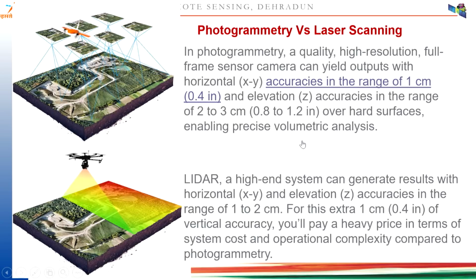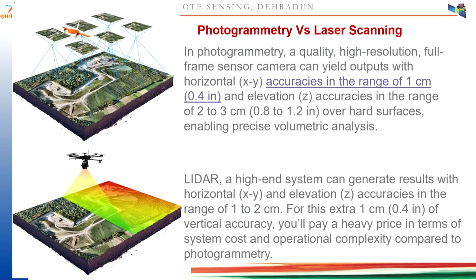Okay, so this is the accuracy levels of photogrammetry that we achieve: 1 centimeter in X and Y and 2 to 3 centimeter in Z. This is with the general cameras that we use. In case of LiDAR, X, Y and Z accuracy, all of these can be generated at 1 to 2 centimeter accuracy. Now, here you can see that in case of LiDAR, the accuracy is slightly better in height.